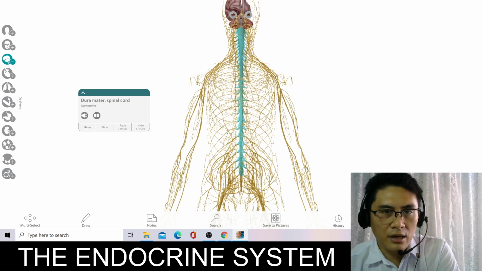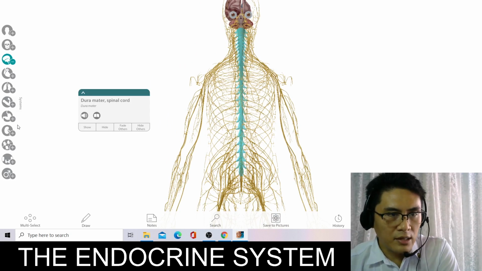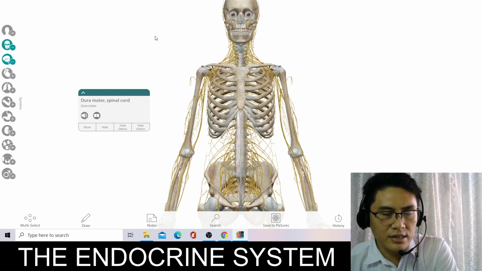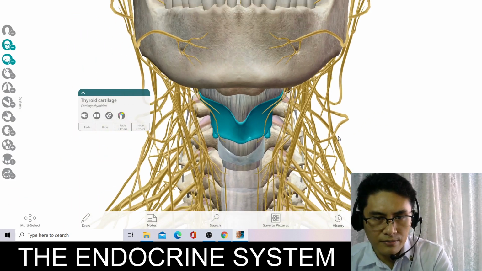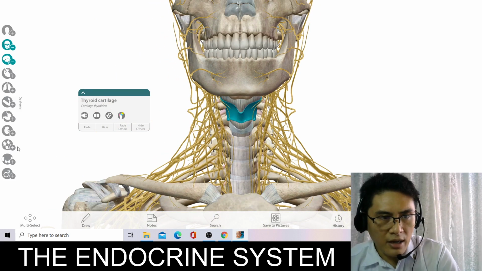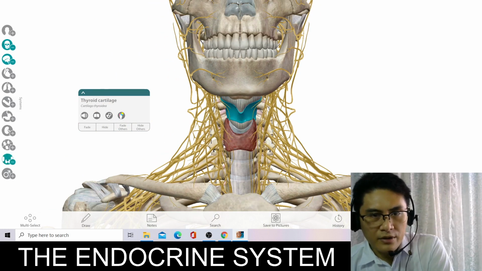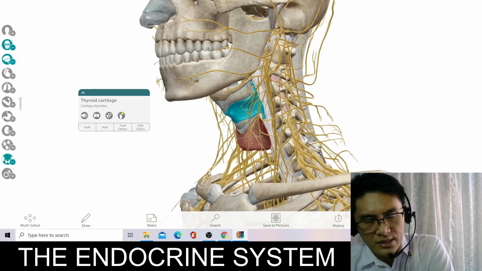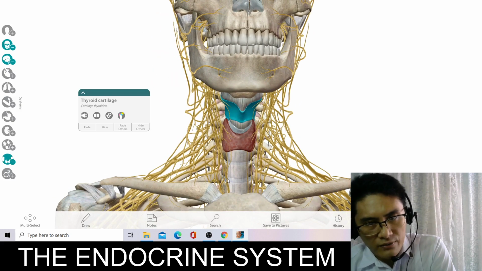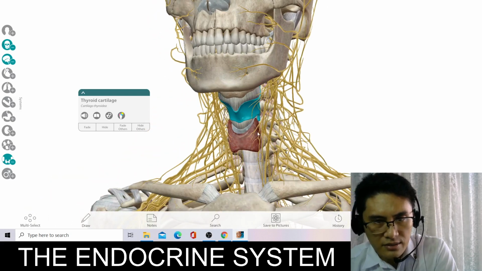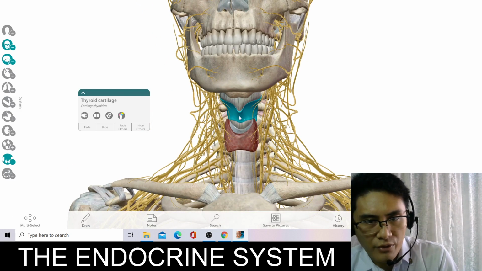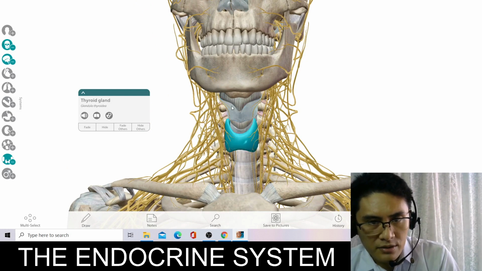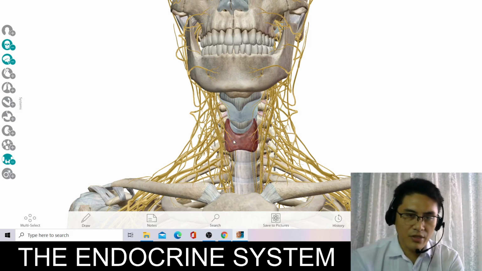First, we bring in the skeletal system just for perspective. And if we zoom in near the throat area, we can bring in the endocrine parts. This structure looks like a butterfly. That is the thyroid gland. It's below the voice box, so this is the area where the voice box is, and below it is the thyroid gland.